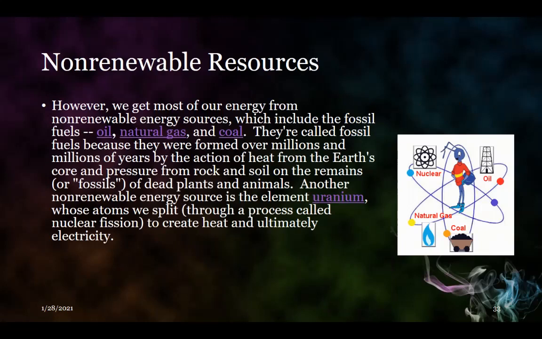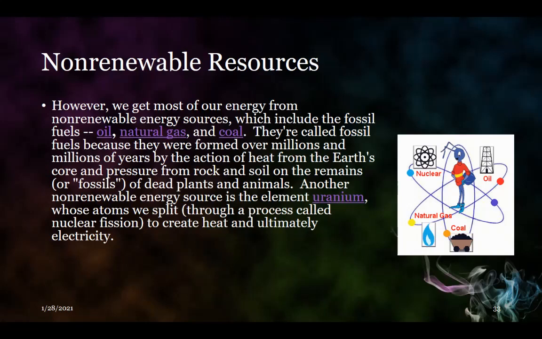They're manufactured by dead and dying plants and animals in just the right conditions that form oil, excuse me, not water, oil, natural gas, and other forms of petroleum. And then we go ahead and include here nuclear reactions, things like the element uranium, whose atoms we split, because once you use it, it's gone.